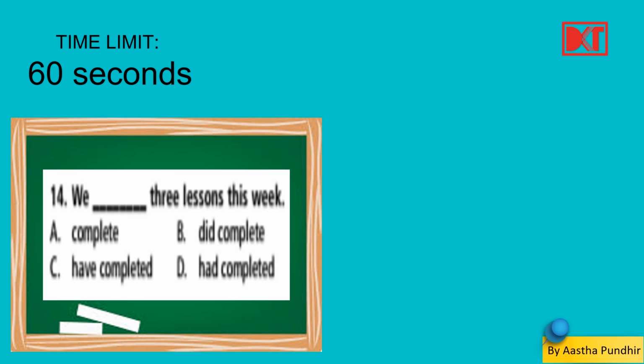Alright, next. We dashed 3 lessons this week. Complete, did complete, have completed, or D, had completed. Here the correct answer is C, have completed. Again, why? Because we're talking about a duration, this week. So this is a little hint also that we have to use present perfect. So the correct answer is C. We have completed 3 lessons this week. Alright.